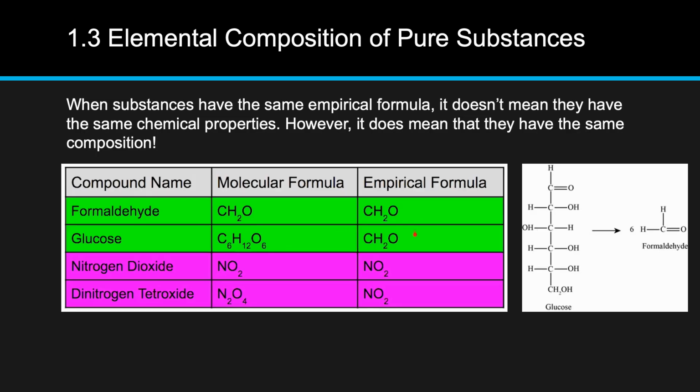Glucose is sugar, so we consume that on a normal basis. You cannot consume formaldehyde because it can be toxic to your body. So even though they have the same empirical formula, they are much different in terms of their chemical properties.